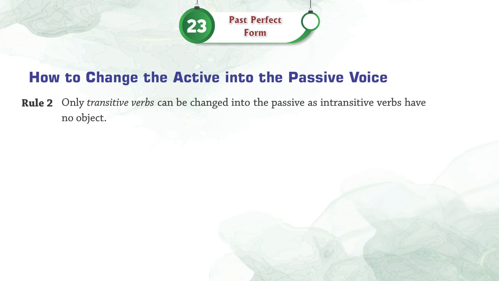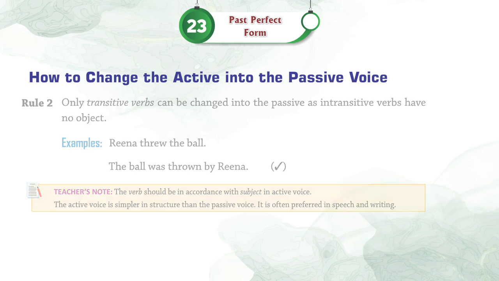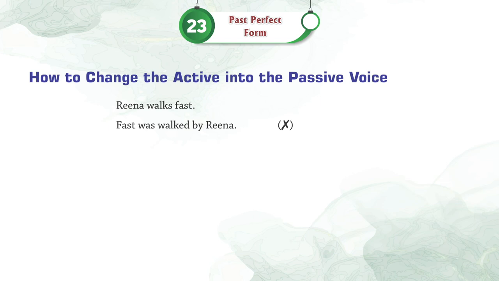Rule 2. Only transitive verbs can be changed into the passive, as intransitive verbs have no object. Examples: Reena threw the ball. The ball was thrown by Reena. Teacher's note: the verb should be in accordance with the subject in active voice. The active voice is simpler in structure than the passive voice. It is often preferred in speech and writing. Reena walks fast. Fast was walked by Reena.